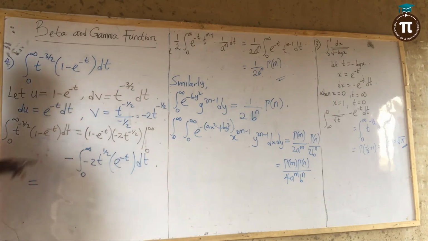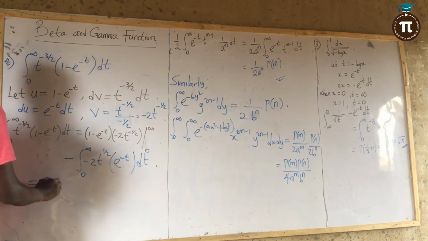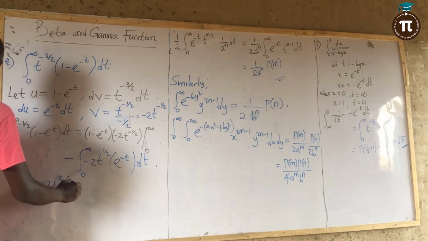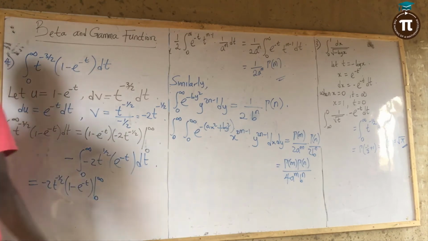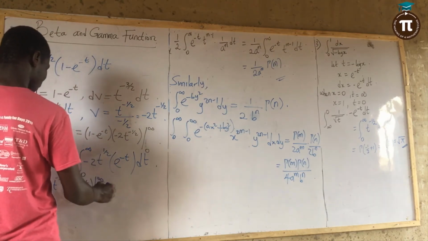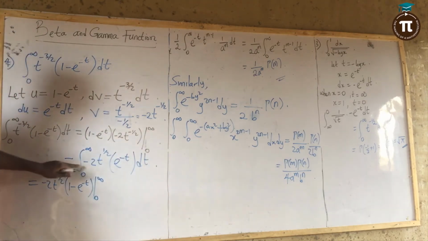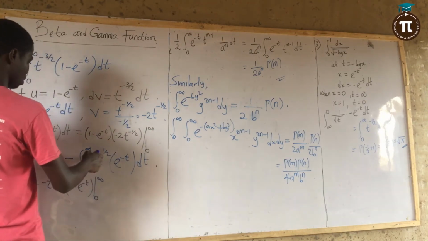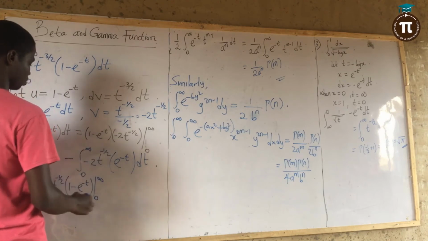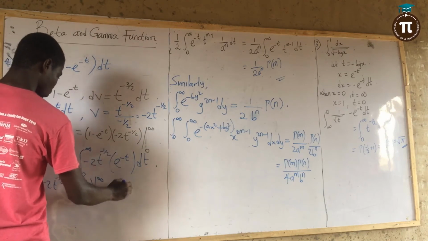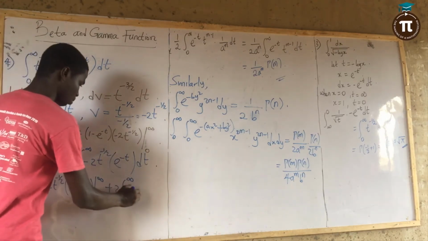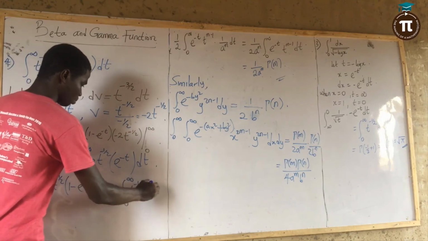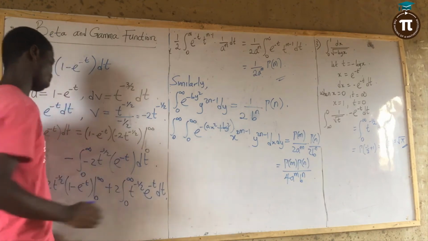So here I have minus 2t raised to the power of minus 1 over 2, 1 over e raised to the power minus t, integral from 0 to infinity. Minus times minus will give me plus. This one will become plus 2 integral from 0 to infinity of t raised to the power of minus 1 over 2 e raised to the power of minus t dt.